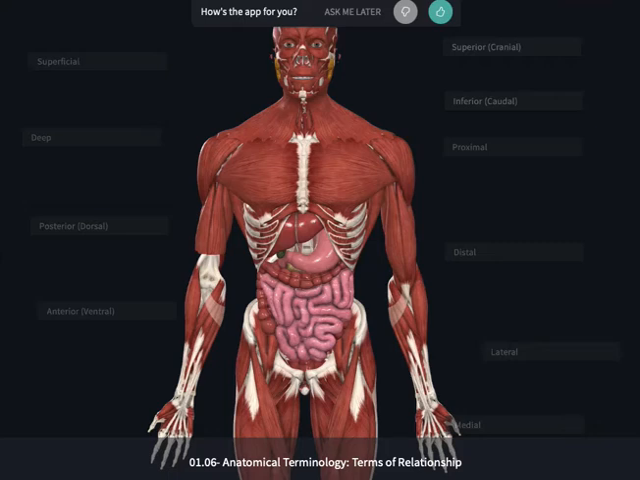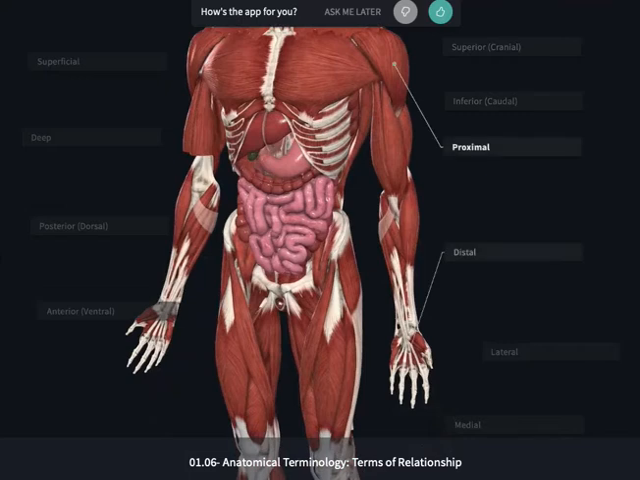While in the limbs, we might use directional terms of proximal and distal. A proximal structure would be closer towards the point of origin, while distal is further from that point of origin. So we could describe the elbow as being proximal to the wrist, or the shoulder as being proximal to the elbow, or we could describe the wrist as being distal to the elbow.